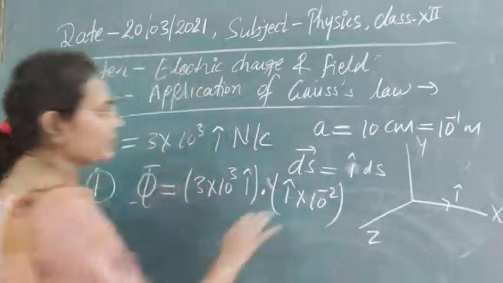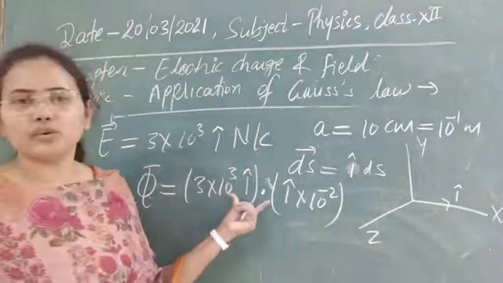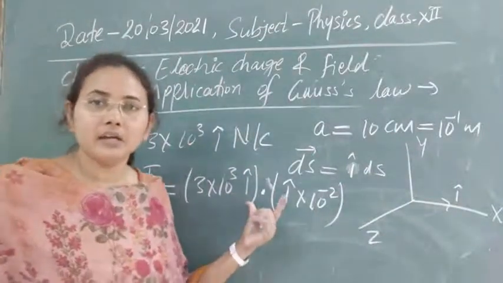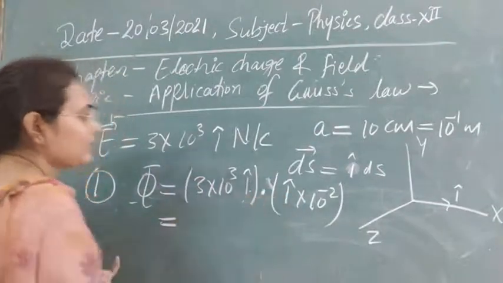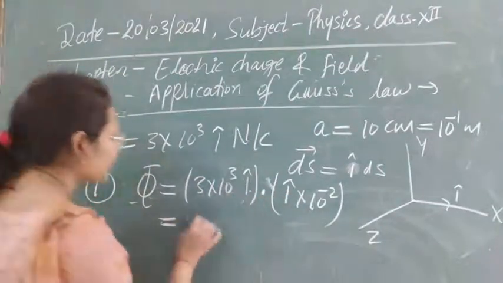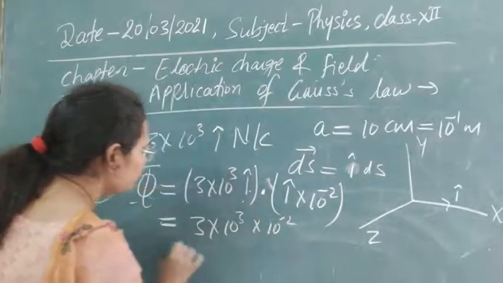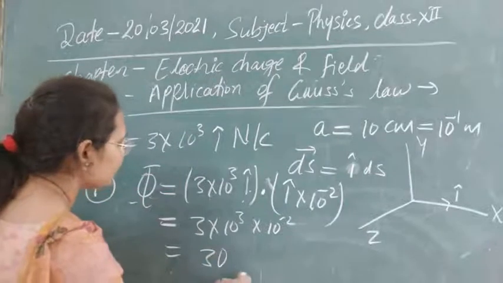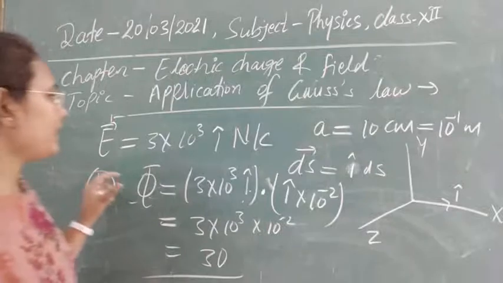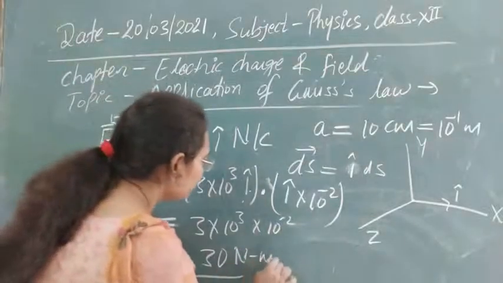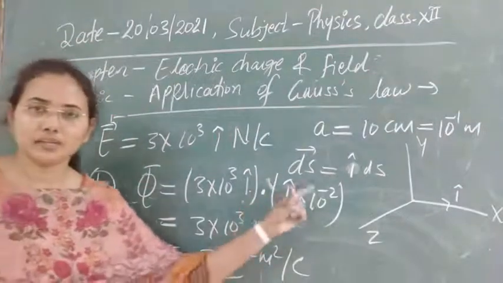So in place of this we can write 10 power minus 2 as a square. This is our case now, and obviously the two directions are the same, or we don't have to take direction as we are taking the dot product of two vectors. So i dot i is equal to 1. So we can write 3 into 10 power 3 into 10 power minus 2, and if you solve it, we obtain 30. So this is our answer, equal to Newton meter square per coulomb.